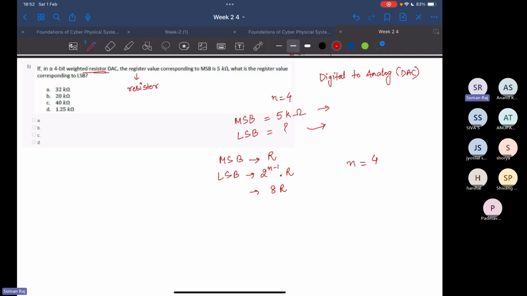So if your R is actually 5, your 8R is actually going to be 40 kilo ohm. This was pretty straightforward, right?